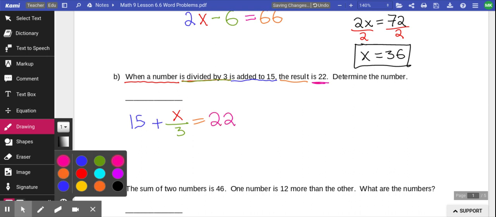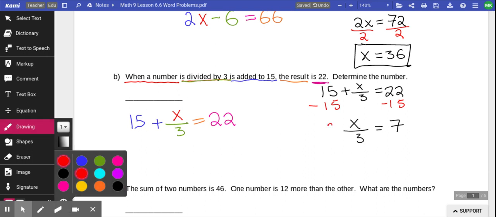So you'll see I try to color code it somewhat when I'm breaking it down, but if I read this, it says when a number, I have x, is divided by 3, so I put divide by 3 in green, is added to 15, so I added it to the number 15. The result means equals 22. Again, I usually just like to rewrite it a little nicer after I've made it, and then I start solving. To solve, the first thing I need to move is any additions or subtractions, so I need to move that 15 to the other side. That leaves me with x over 3 equals 7. Then I have to get rid of that divide by 3, so I multiply both sides by 3. That leaves me with x equals 21.